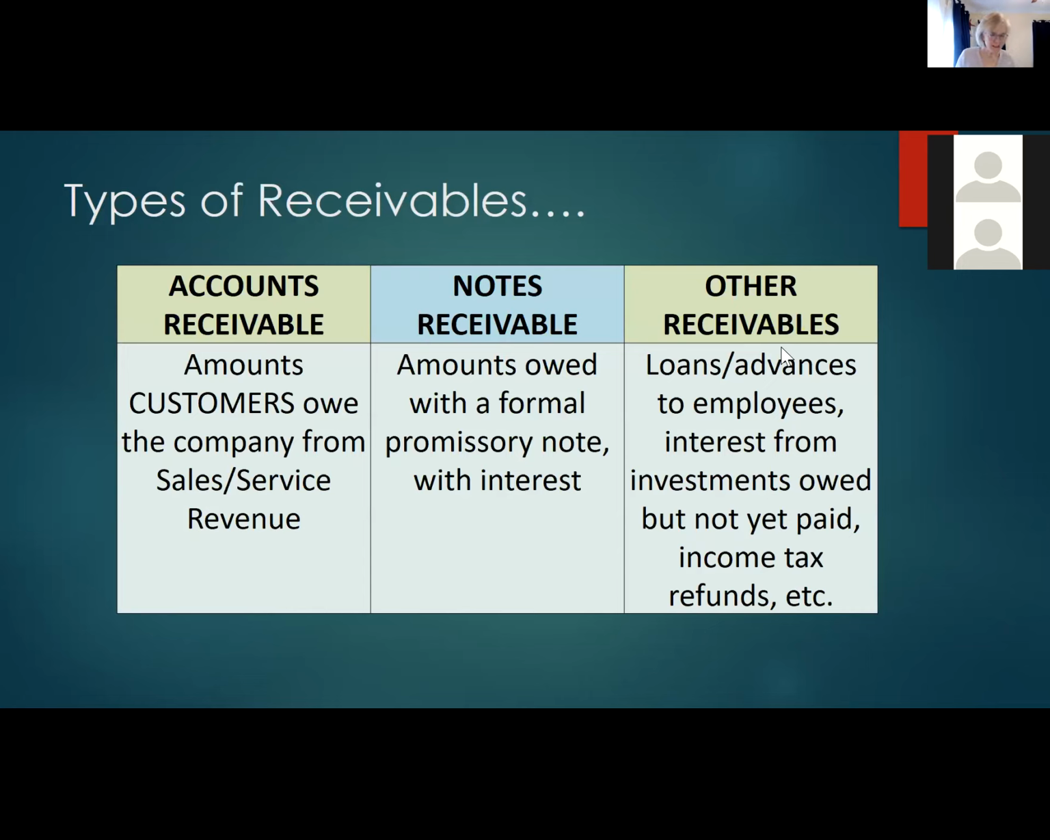So there are 3 types of receivables, and again, accounts receivable is going to be the one we work with the most, and we're going to understand how to account for it, and how to value it. All right. Notes receivable are different from accounts receivable in the same way that notes payable are different from accounts payable.